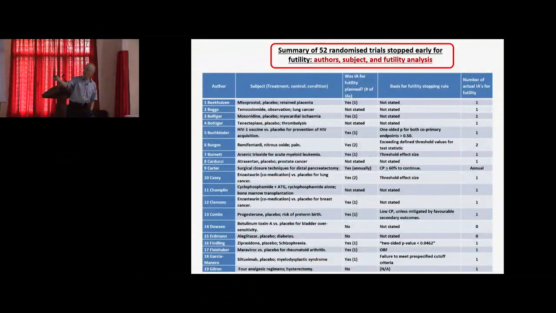And here's the number of actual interim analyses for futility. Mostly 1, occasionally 2. Sometimes it was done annually, and we don't actually know how many there were. That was the best we could get out of it. And there are a few down here with actually 0. So they stopped for futility, but they didn't actually do an analysis, which is a very peculiar situation, but there you have it. So this is just the first table of several, to give you a sense of what these studies looked like. So that's the first 19 out of the 52.